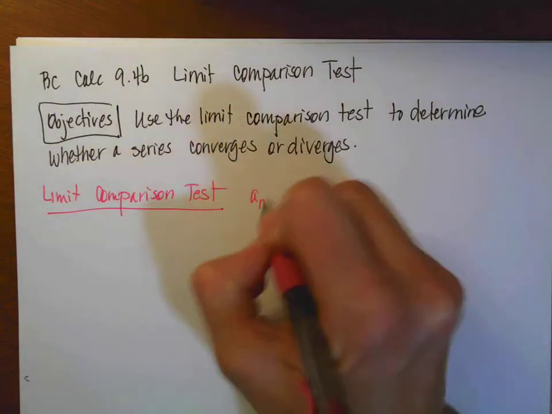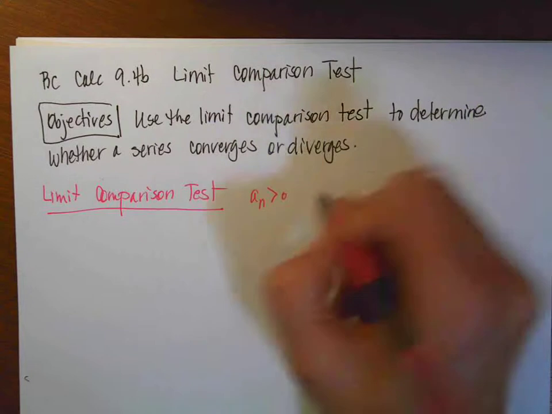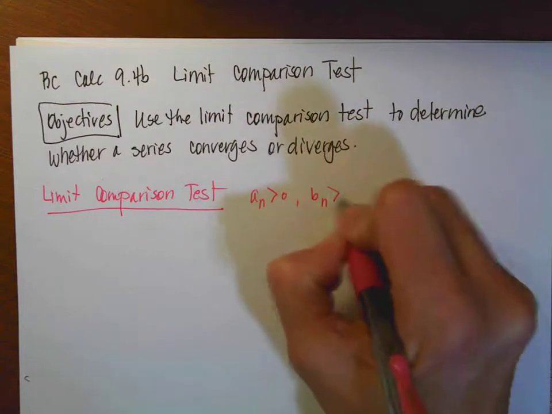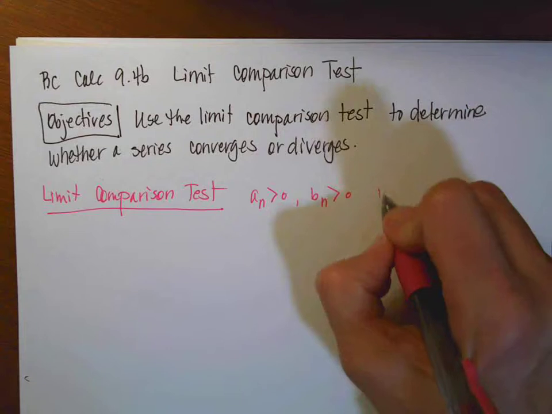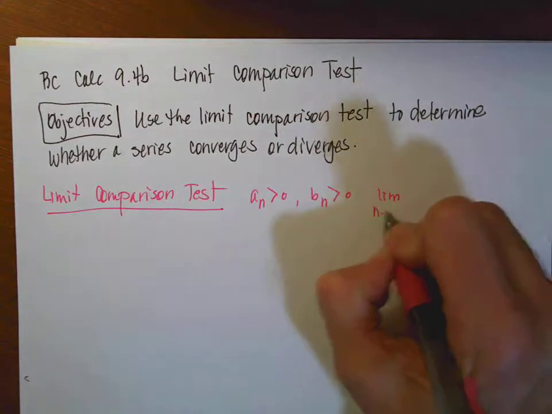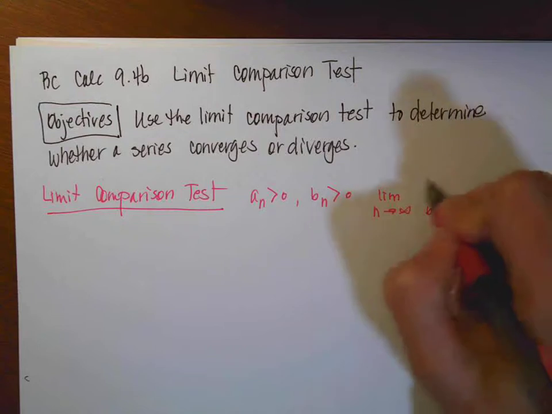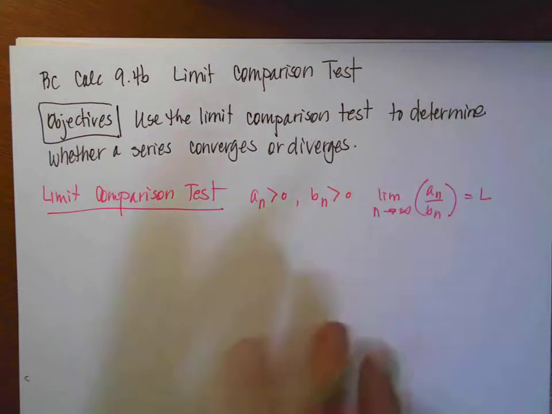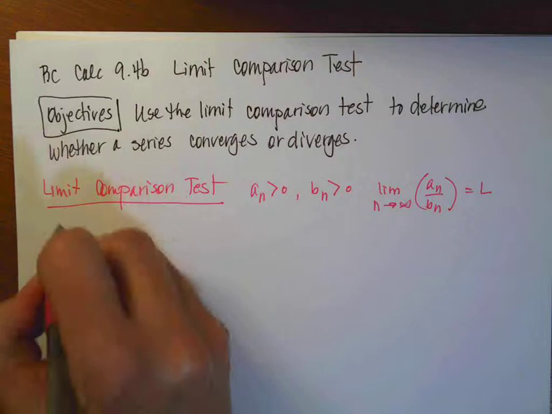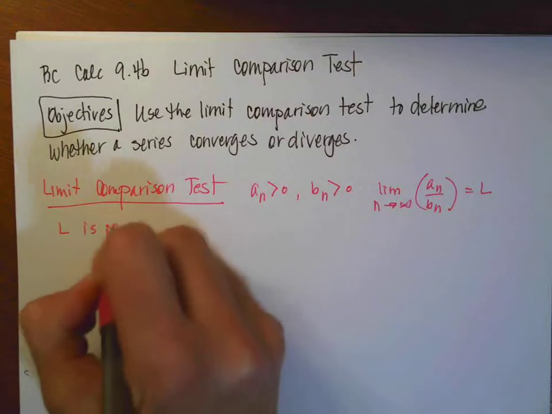Alrighty, we're going to have that a sub n is going to be greater than 0, b sub n is going to be greater than 0, then the limit as n approaches infinity of a sub n over b sub n is going to equal L, okay? And then we're going to say that L is positive.